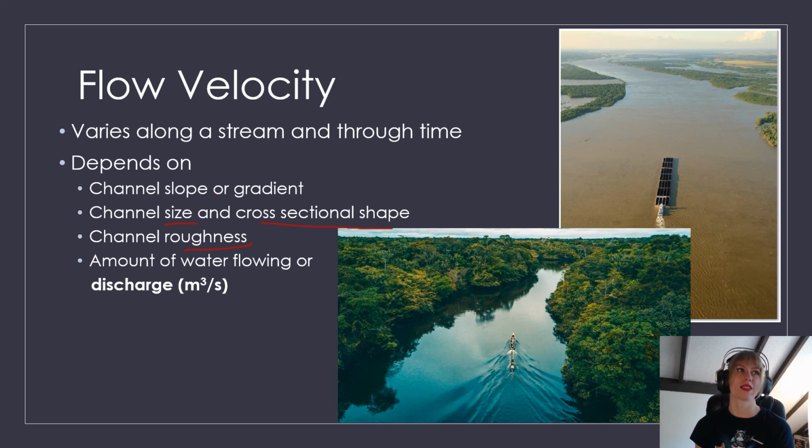So discharge is the volume of water that is flowing past a fixed point in a given unit of time. So it's given in meters cubed per second. And then we have intermittent streams, which only flow during the wet periods, so the rainy season. And we have ephemeral streams, which will carry water after a heavy rainfall only. So intermittent are seasonal, ephemeral are after a major downpour.